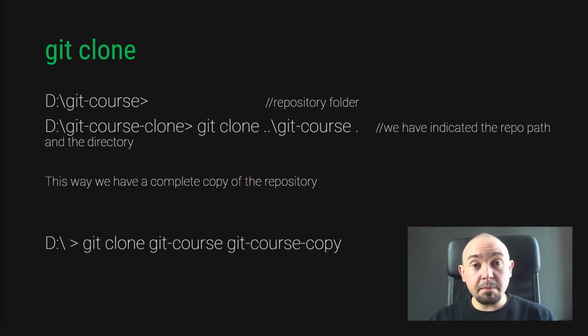Here are some examples of using the git clone command. Most often we will just write the git clone command in the place where the repository we want to clone is located. After space we will type the name of this repository, and again after space we can type the name of the folder we want to move the cloned repository to.